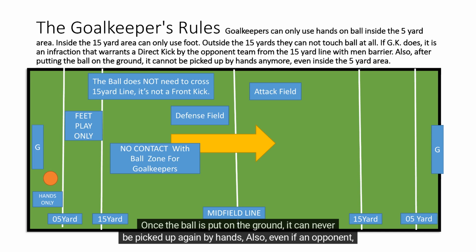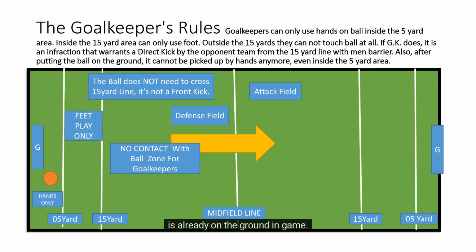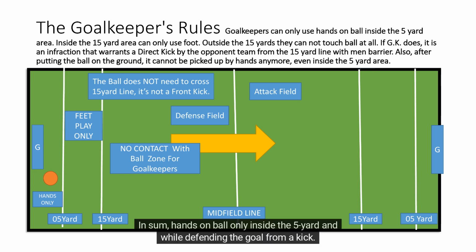Also, even if an opponent is the last one to touch the ball returned to the goalkeeper, they cannot use hands because the ball is already on the ground in game. In sum, hands on ball only inside the 5-yard area and while defending the goal from a kick. Inside the 15-yard area, goalkeepers can use their feet or other parts of their body, but not hands. Last, outside the 15 yards, no contact with the ball at all, as described above.